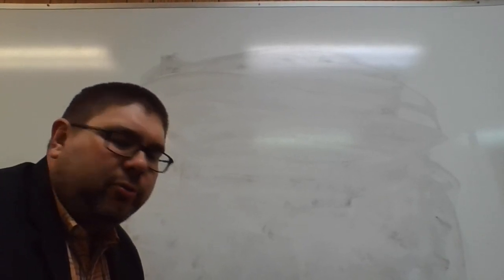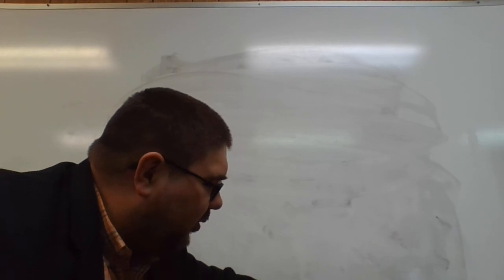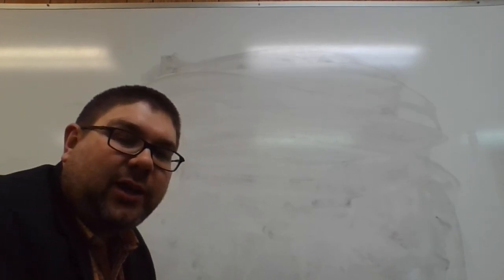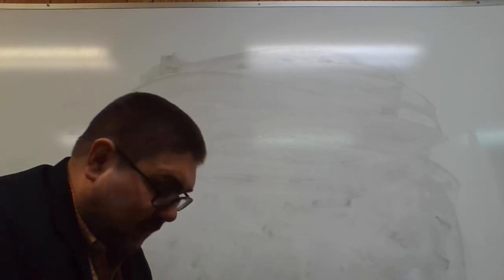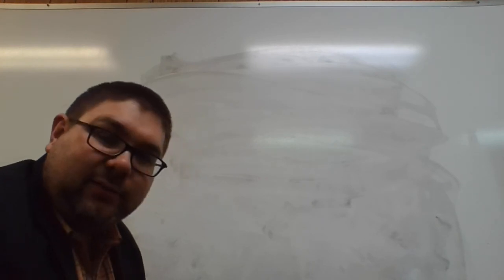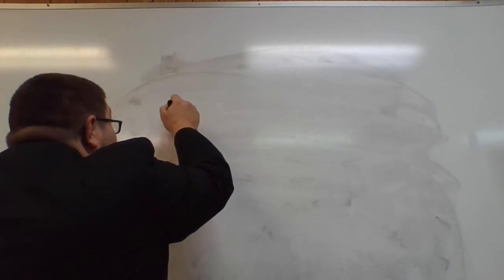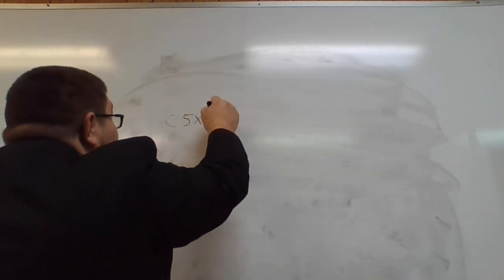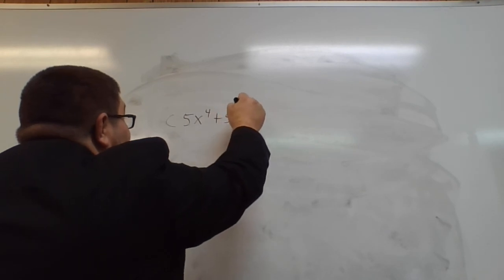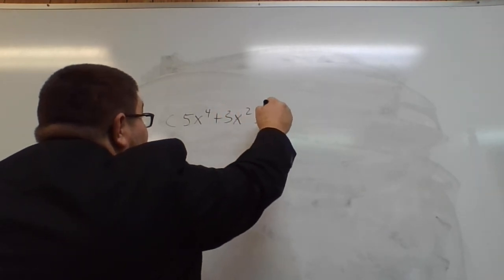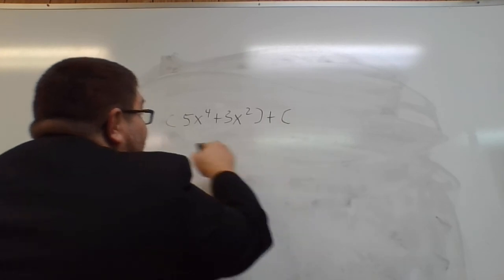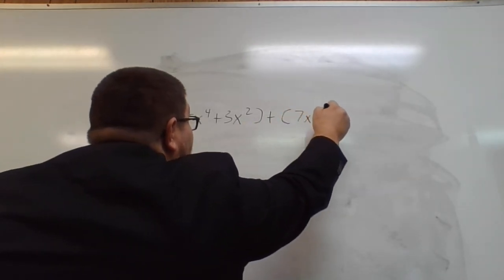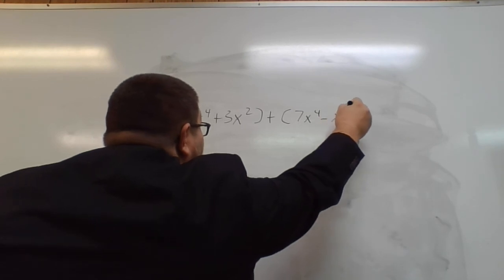Hey, I'm Mr. Coker, and I'm going to go over how to add and subtract polynomials. To begin with, I'm going to write this problem out. Let's say we have (5x⁴ + 3x²) plus, I'll call it (7x⁴ − x²).